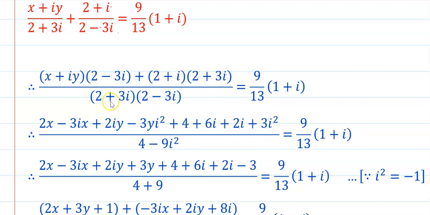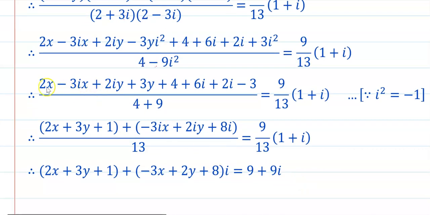What about the denominator? 2 plus 3i into 2 minus 3i. a plus b, a minus b. That is 2 square, which means 4, minus 9i square. i square is minus 1. This minus and this minus 9, that will become plus. 4 plus 9. Keep this right hand side as it is.